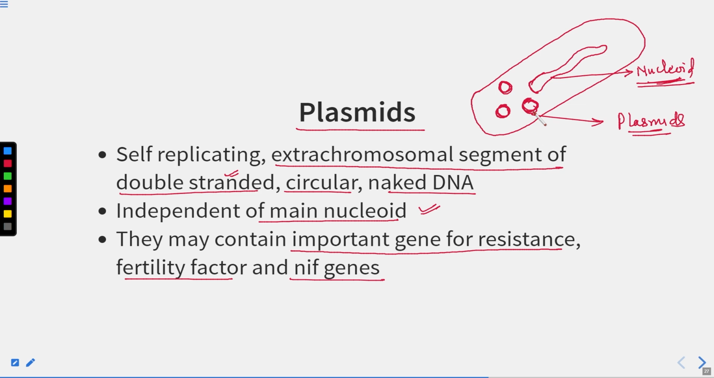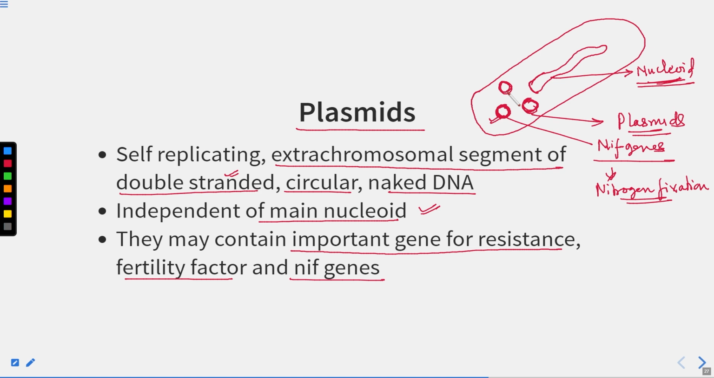NIF genes are involved in the process of nitrogen fixation. So they contain NIF genes. NIF genes means they are responsible for nitrogen fixation. So where is the gene responsible for nitrogen fixation present? It is present in the plasmid structure.